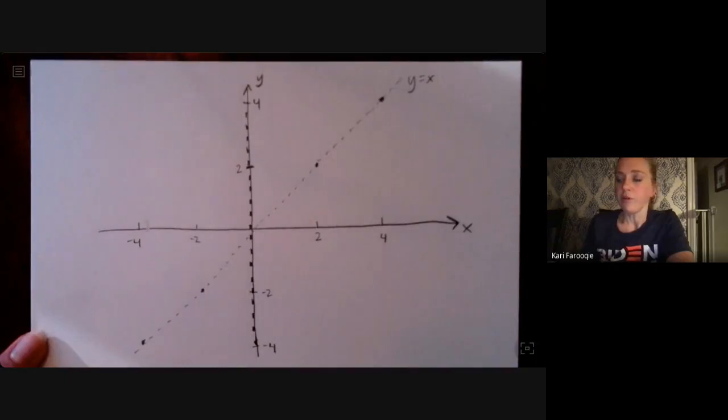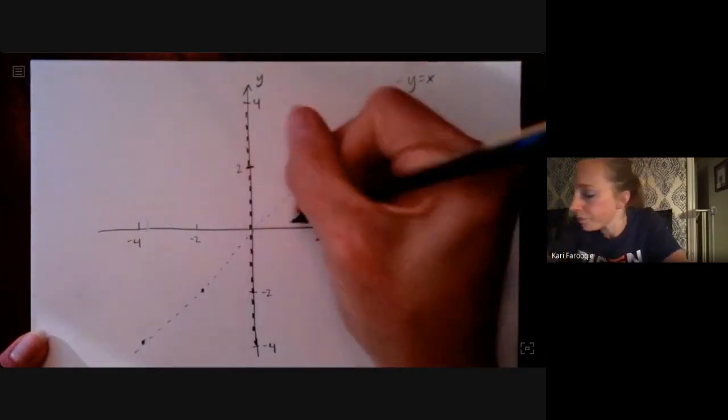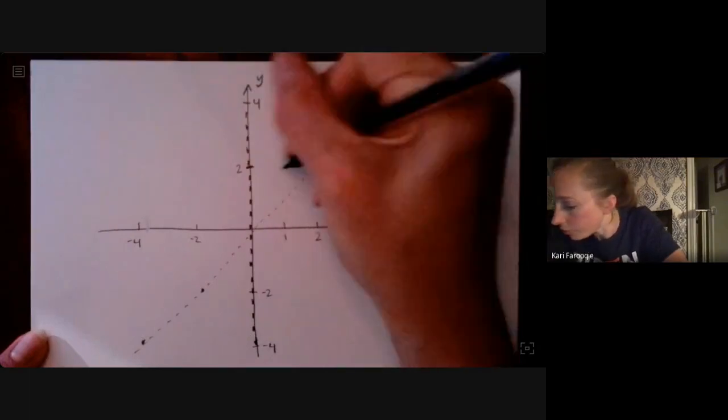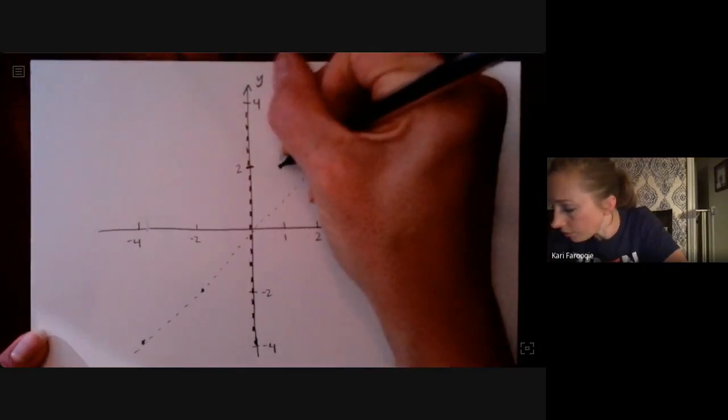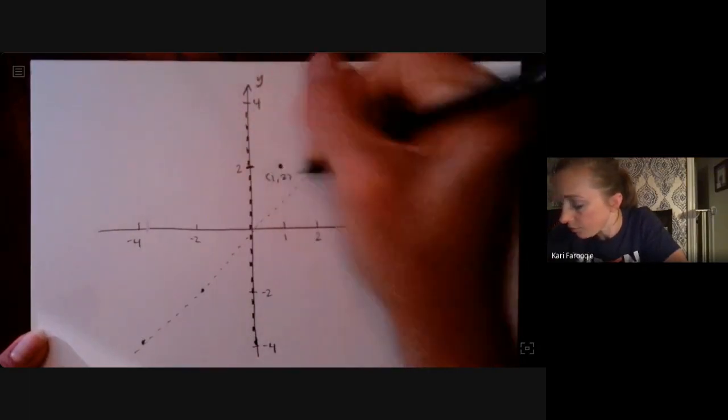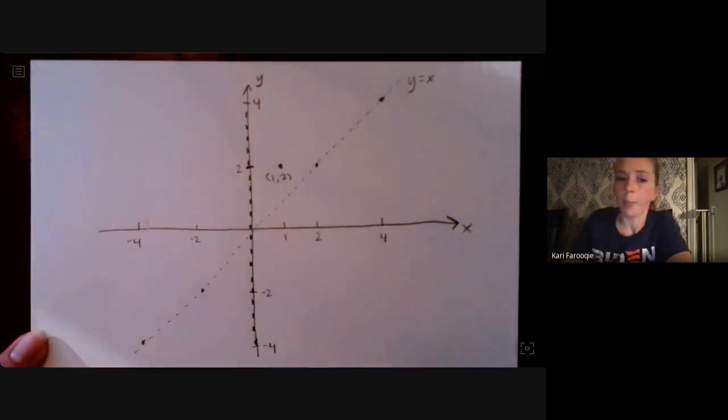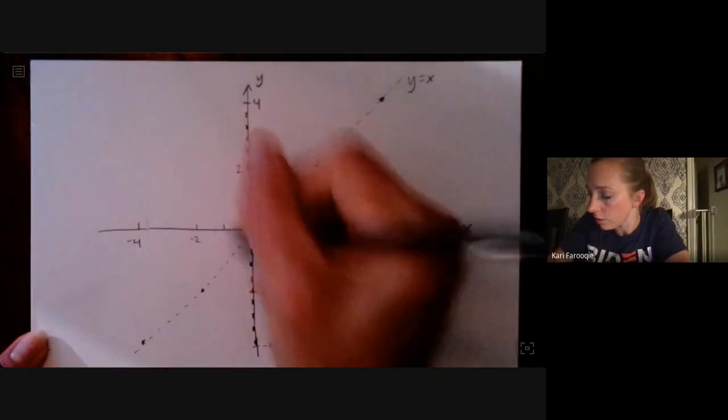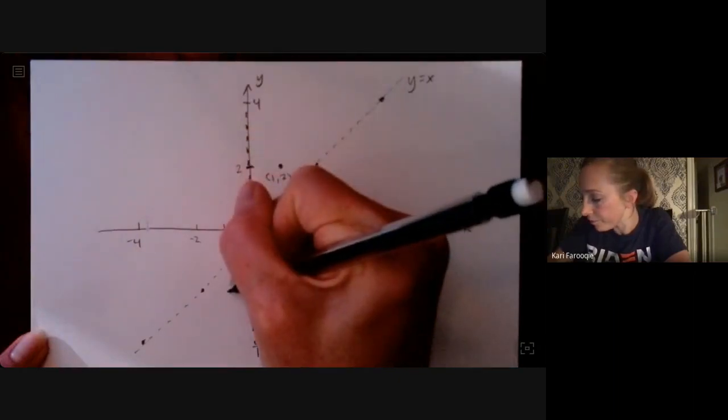The other points on your graph are the local mins and maxes. You have a local minimum at 1, 2, which is right here. And you have a local max at -1, -2.